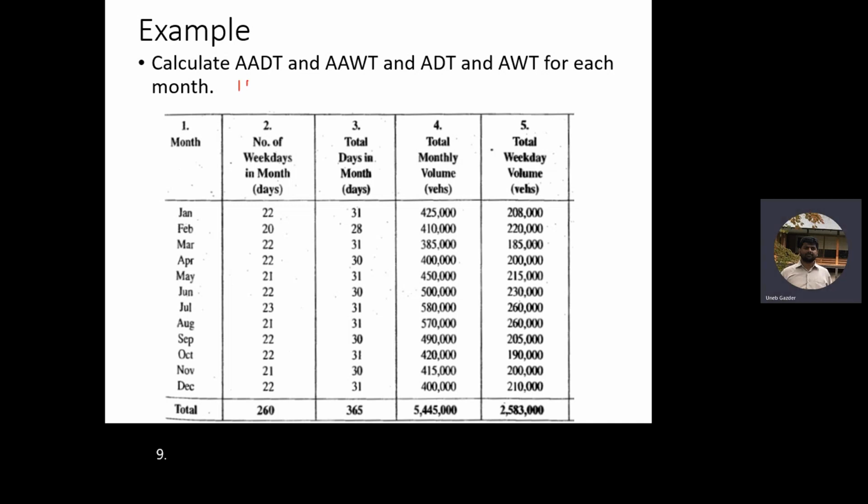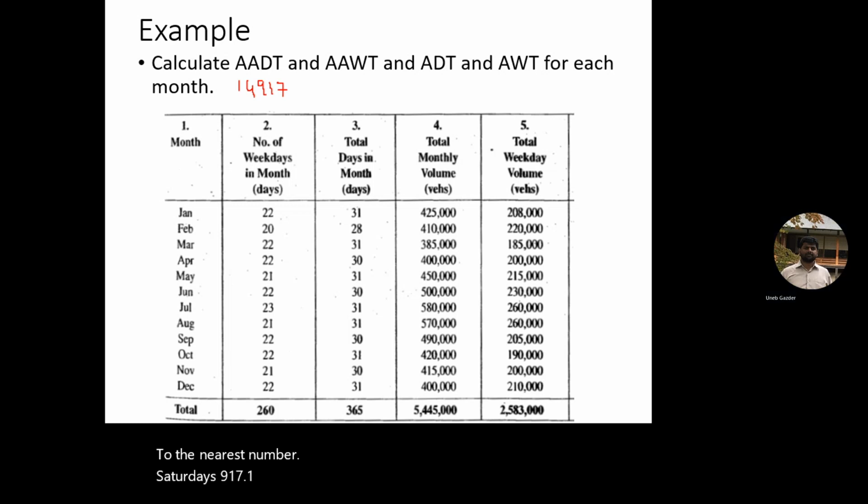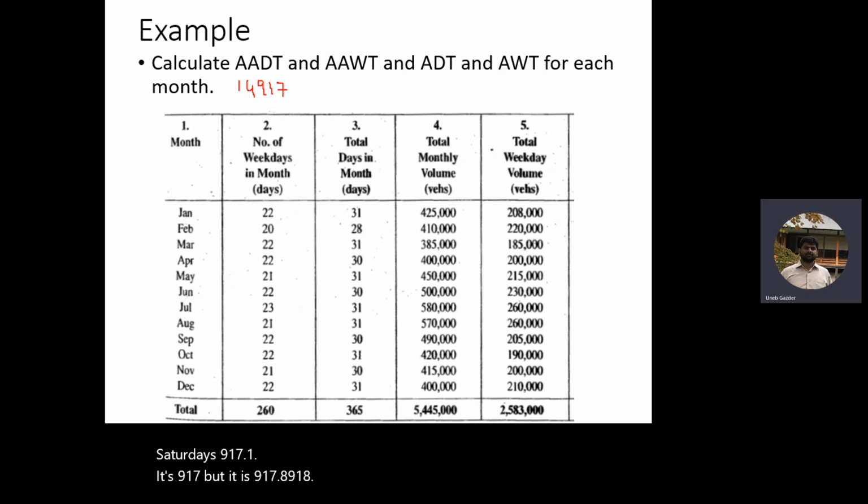As vehicles per day. We don't use decimal points, we round up or down. We do simple rounding off to the nearest number. So if it is 917.1, it's 917. If it is 917.8, 918. Simple rounding off to the nearest number.